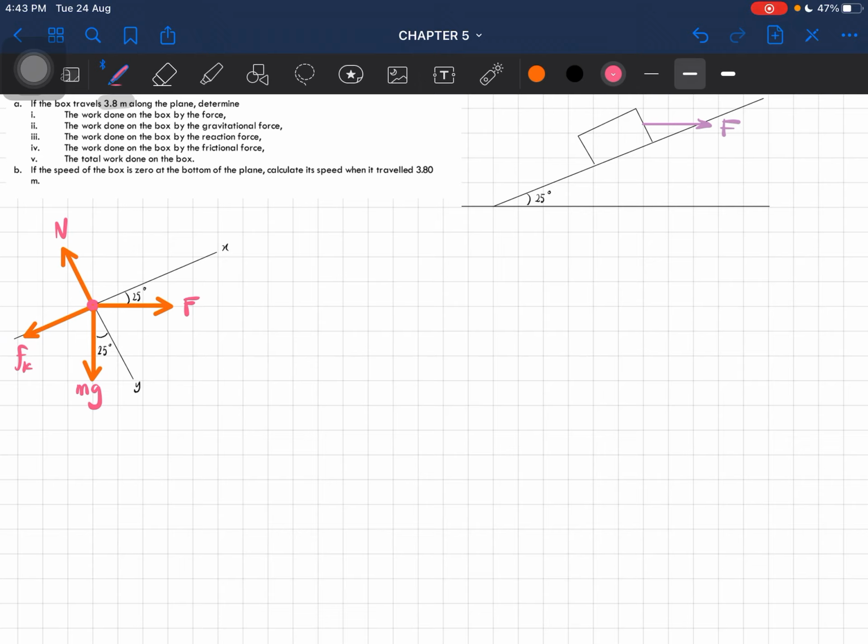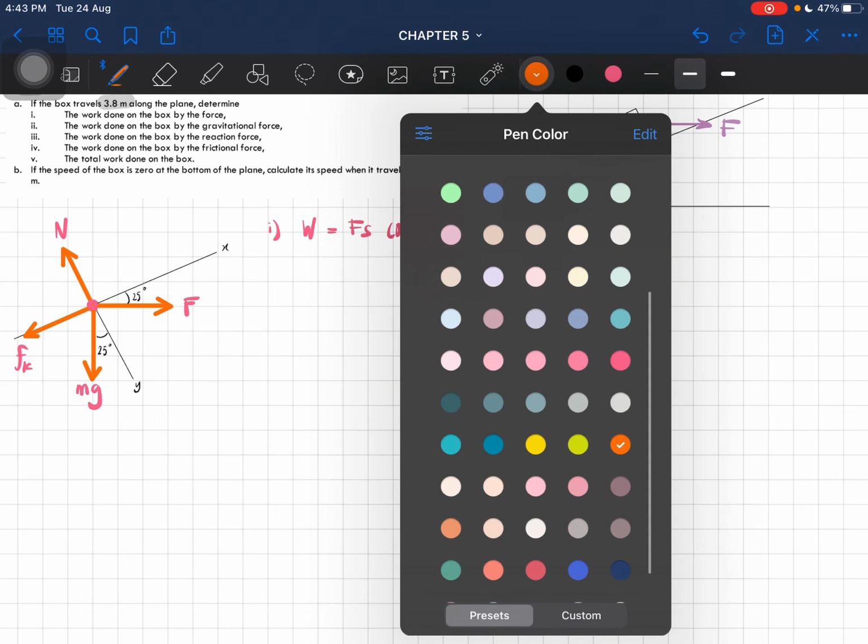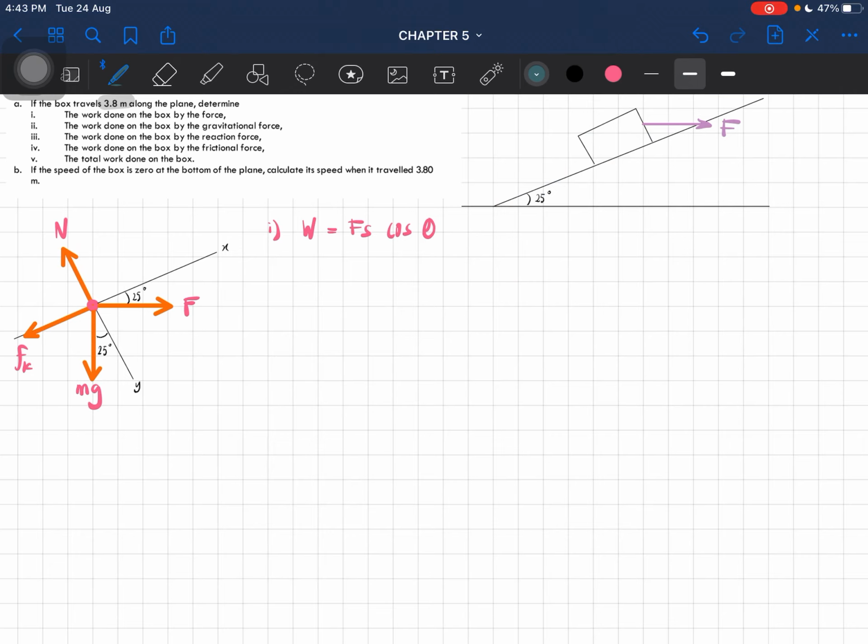Okay, so now let's start by answering the first question. It is asking us to find the work done by the force. Work done by the force is just Fs cos theta. Now I forgot to label the displacement. So where is this block going? It is going to this direction, sebab dia kena pull to that direction. So if it is being pulled to that direction, the displacement is also going to that same direction lah. This is the displacement.